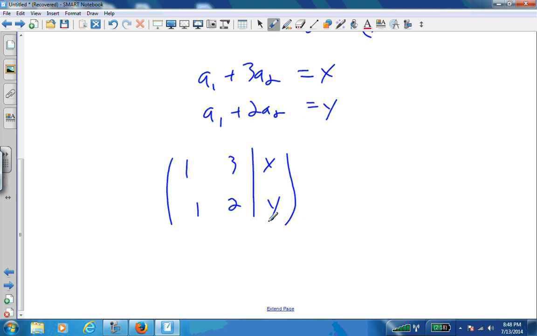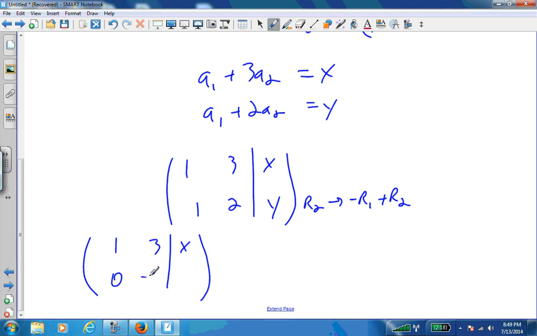And let's try to see if there is a way to relate A1 and A2 to any vector x and y. So let's row reduce this. Let's let the second row be the opposite of the first one plus the second one. So if we do that, the first one stays the same. We get a 0. The opposite of this plus that is -1. The opposite of this plus that is y minus x.